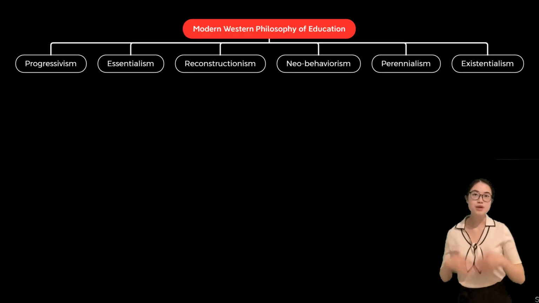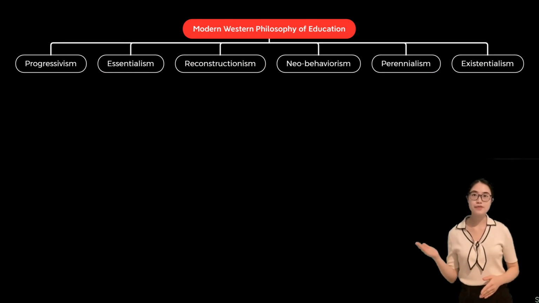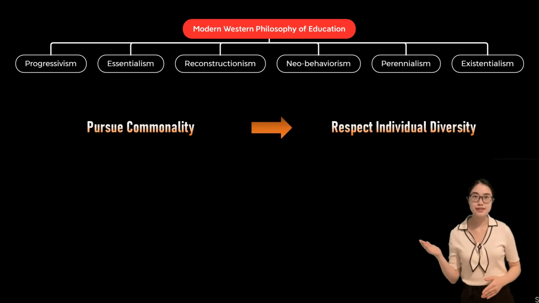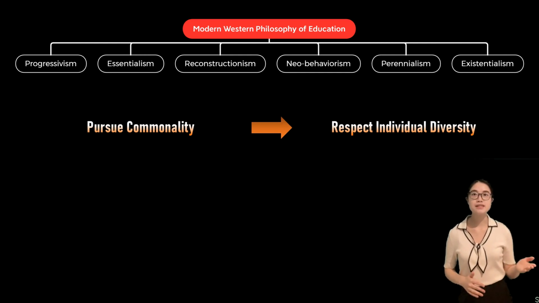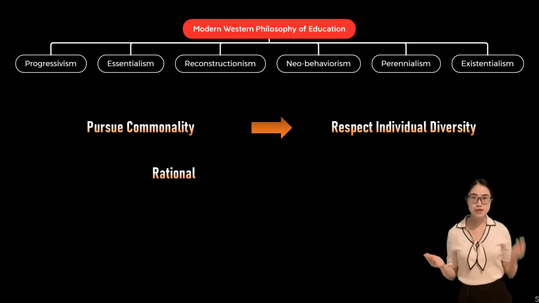Firstly, let's put our 6 major theories together and summarize what changes they had compared to traditional education. The first shift we found is from pursuing commonality to respecting individual diversity. In the 20th century, it became clear that the pursuit of uniformity was not possible. Therefore, students' individuality and personality are aimed to be cultivated. The second one is from a focus on the rational to the irrational.